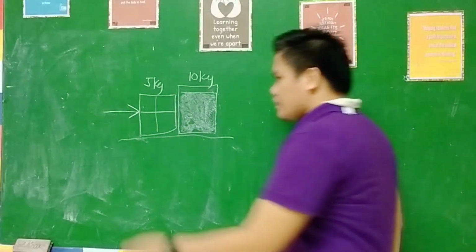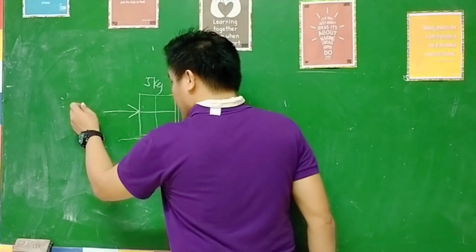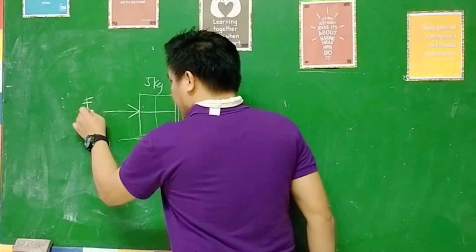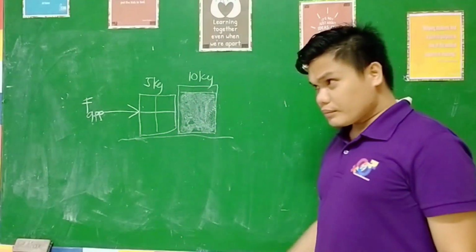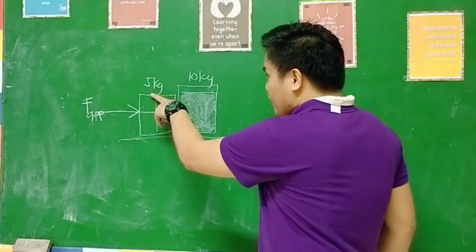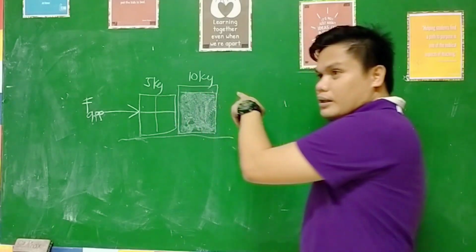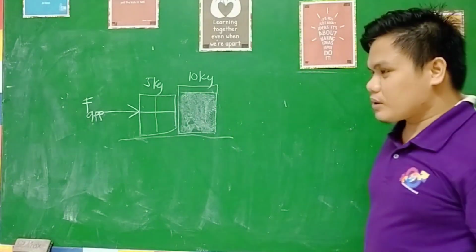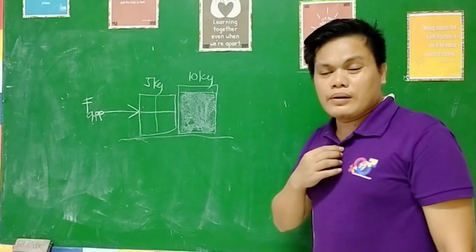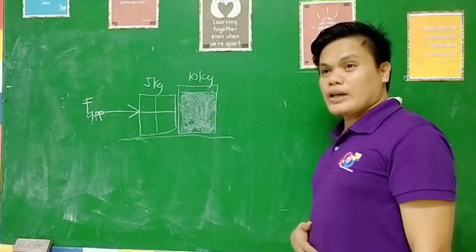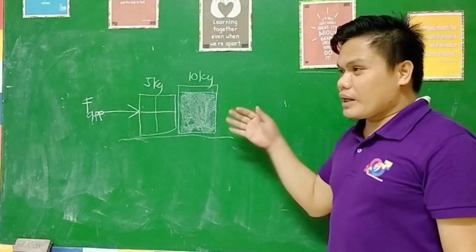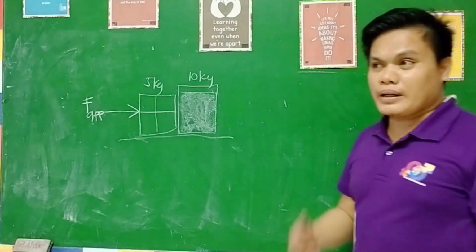So we will draw here an applied force. But this is your F_A, force applied. But I have only here 5 kilograms and 10 kilograms. So I will compute my applied force. Since I have no given applied force here, I will compute my own applied force.